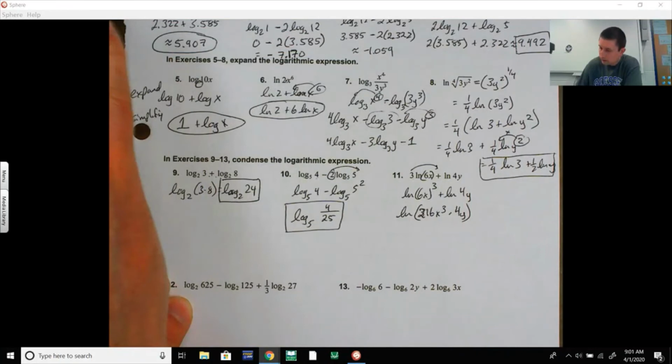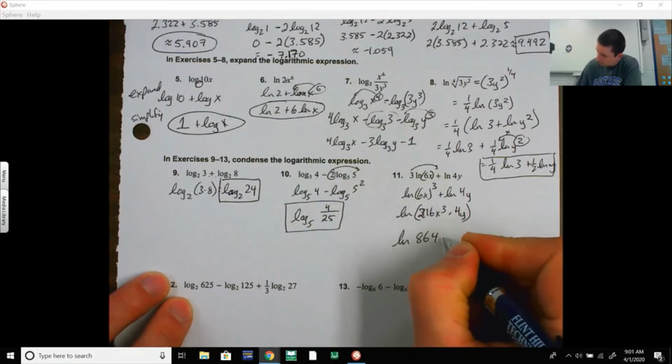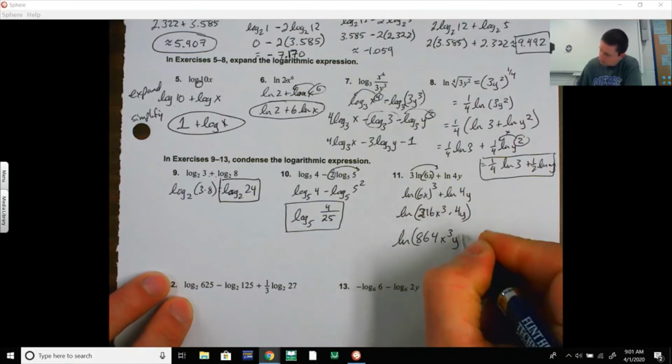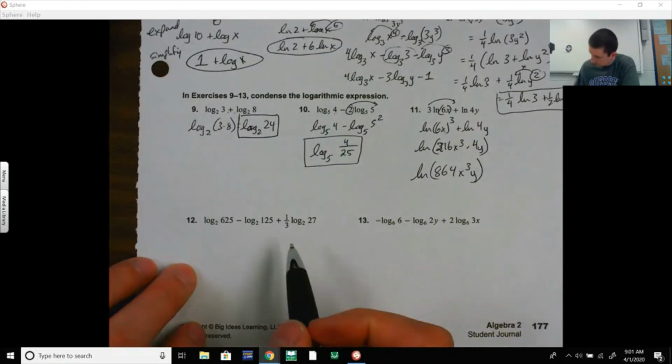So 216 times 4 is 864. Natural log of 864 x cubed y. All that together. All right. Oh, big 3 parts. Okay.